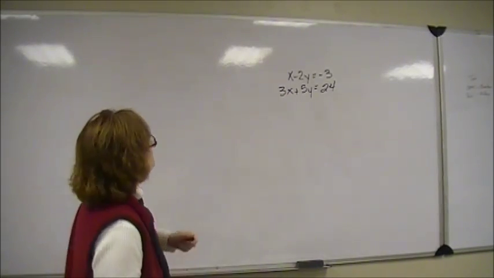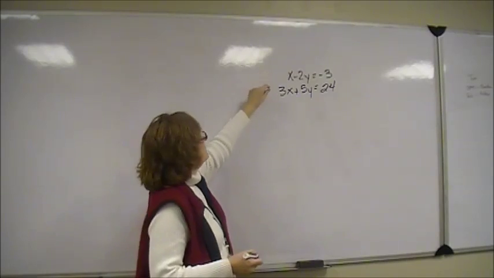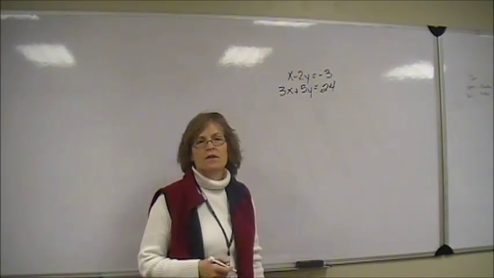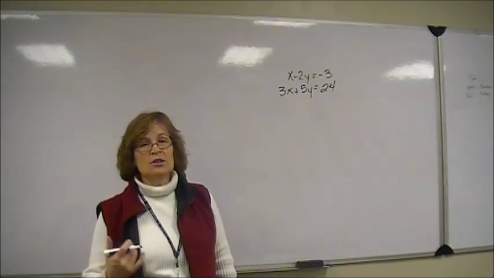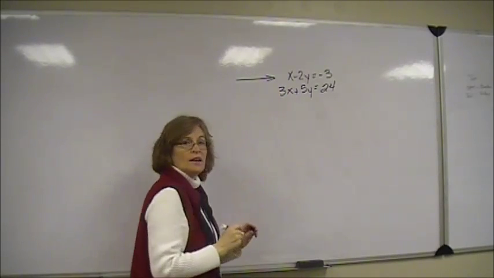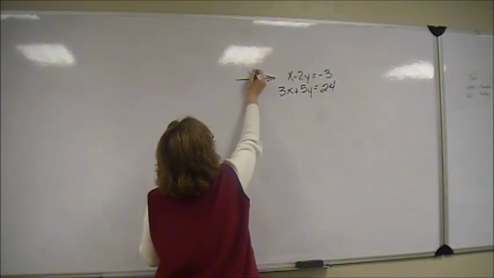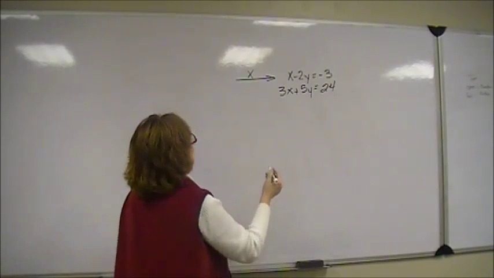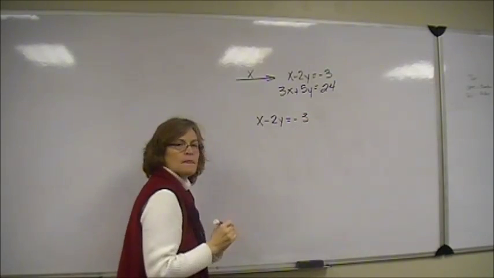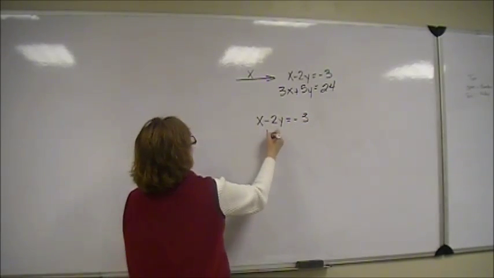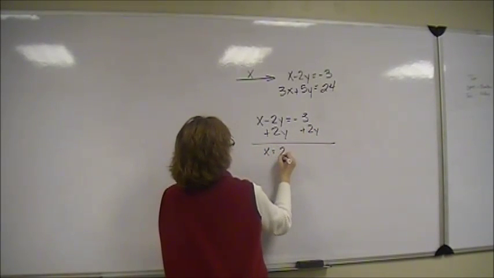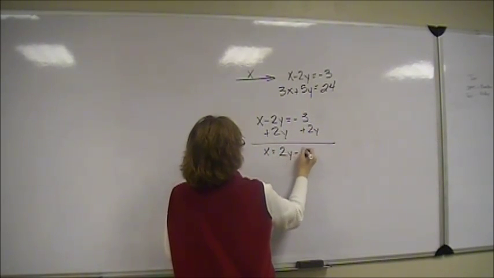Third and final problem. I have a system of equations. My coefficients are 1, negative 2, 3, and 5. So right away that tells me which variable I have to solve for. I have to do this equation and I'm going to solve it for x. So I'm going to bring that down here and I have x minus 2y is equal to negative 3. I want x to be by itself, so I'm going to add 2y to both sides. And that will give me x is equal to 2y minus 3.